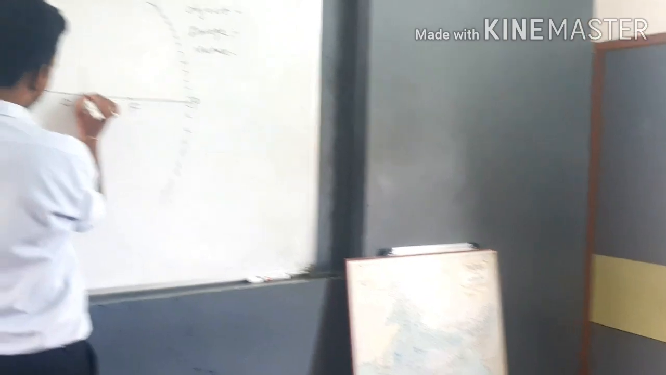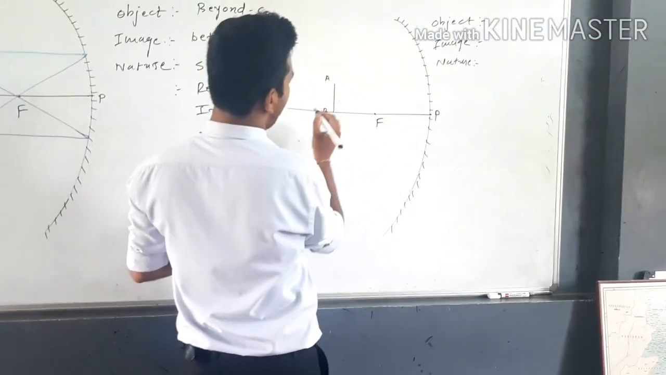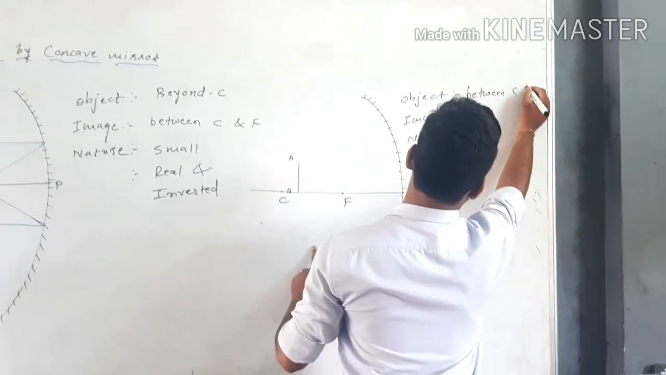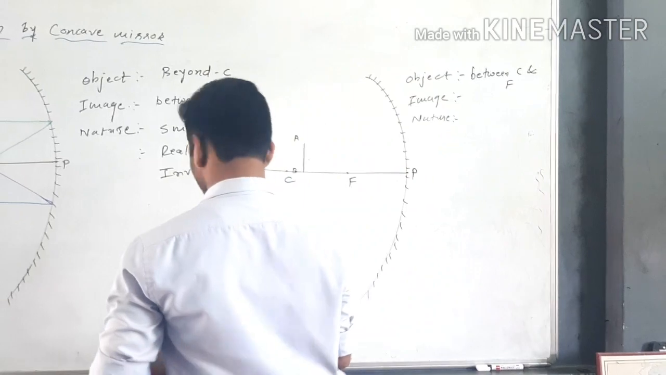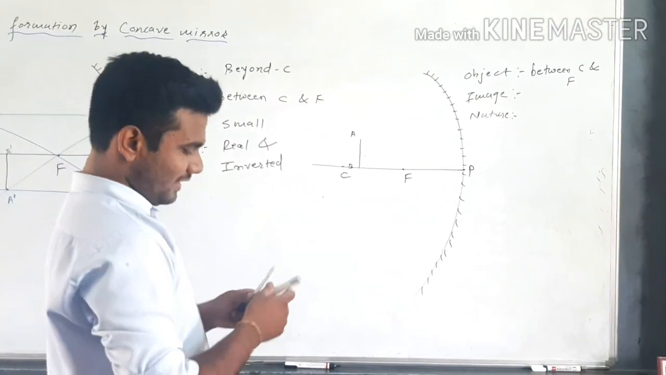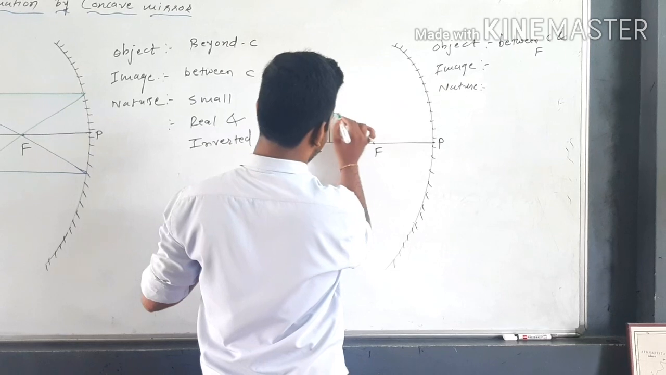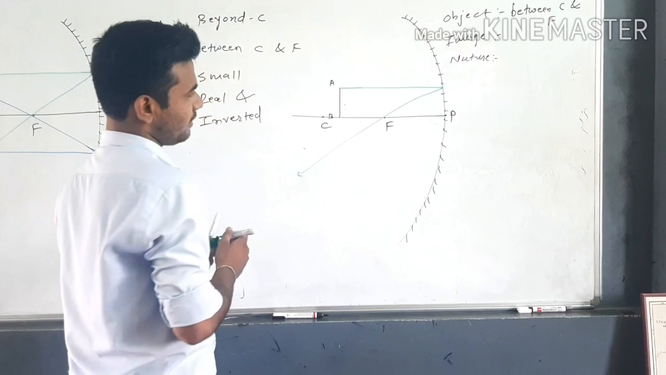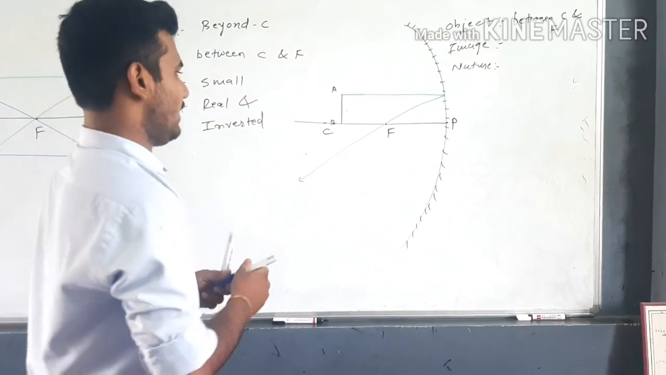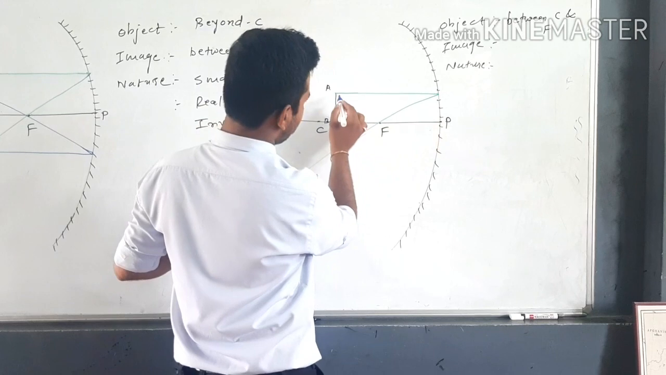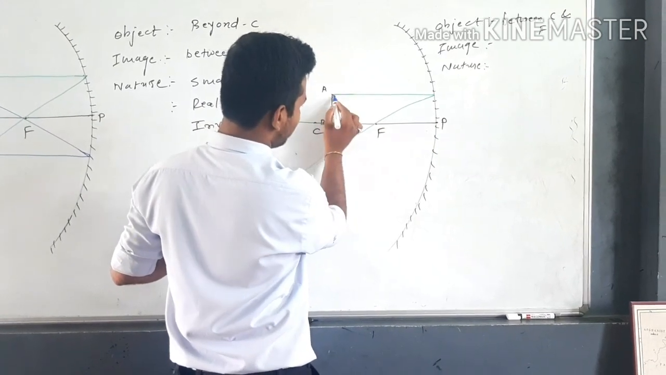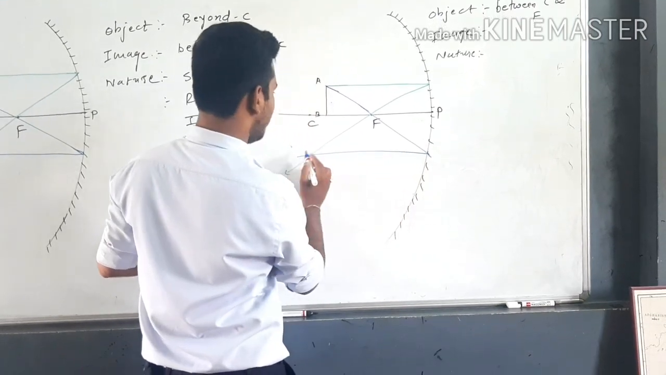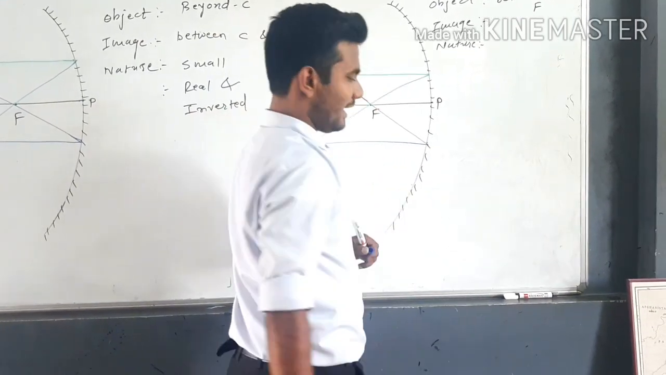Now let's take another example. In that case I am taking our object between C and F. Now let's see what happens. Similarly, here I will take first our ray diagram 1. According to ray diagram 1, the light ray which is parallel to principal axis will always pass from F. And the second one, or you can use the third or fourth one, but here we are using the second. It will be easy. The light ray passing from F is always parallel to principal axis.